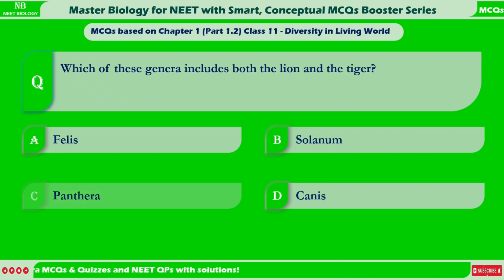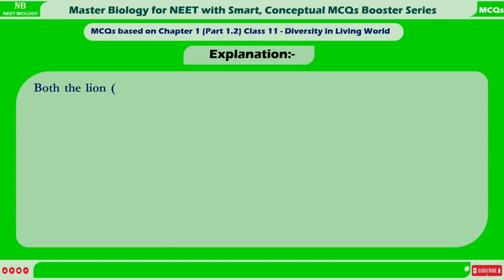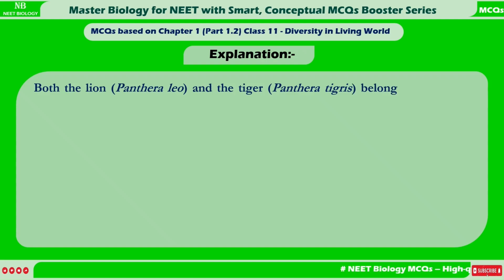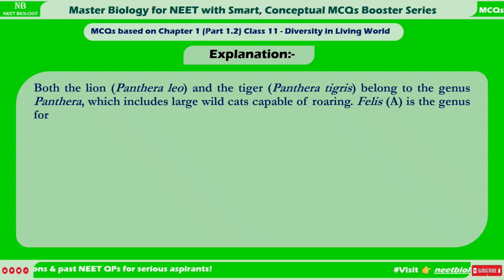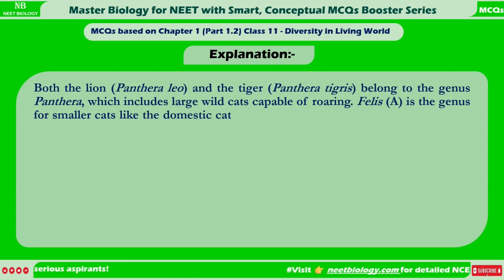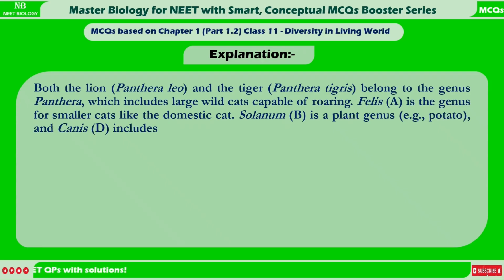Correct answer is C. Panthera. Explanation: both the lion, Panthera leo, and the tiger, Panthera tigris, belong to the genus Panthera, which includes large wild cats capable of roaring. Felis, A, is the genus for smaller cats like the domestic cat. Solanum, B, is a plant genus, for example, potato. And Canis, D, includes dogs and wolves. Therefore, Panthera is the correct genus linking lion and tiger.